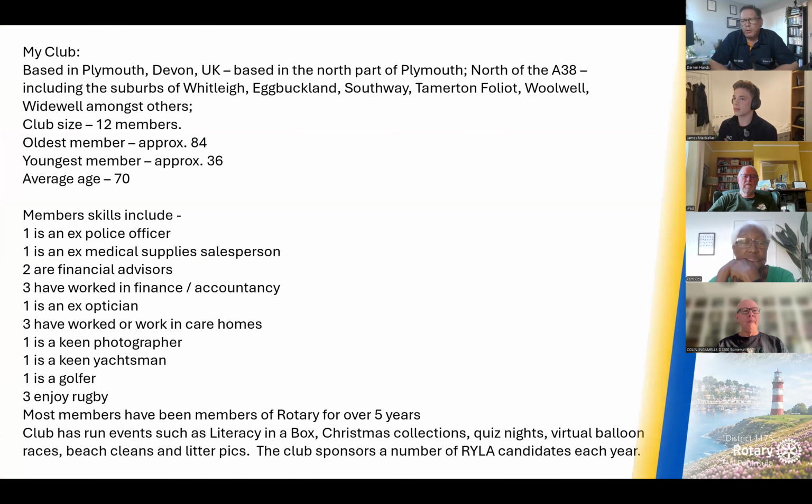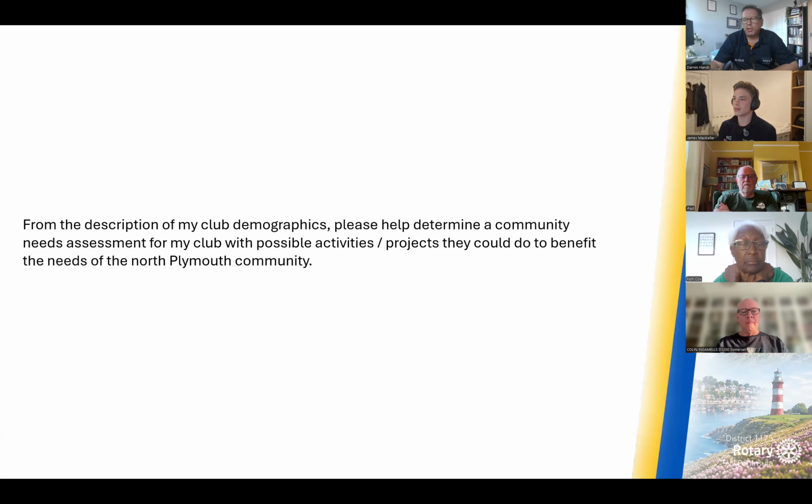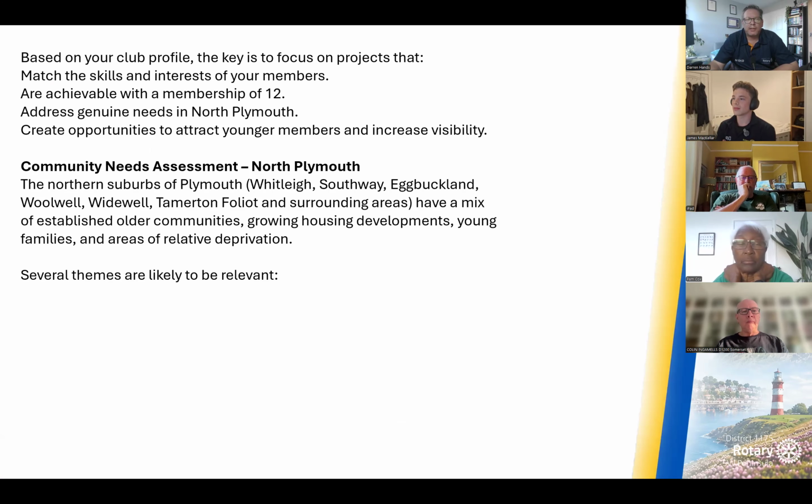So this is what I've done, and again, you'll get these slides afterwards, so I'm not expecting you to go through it, and I'm not going to read everything through it, but this is what I put through for a rough idea of what my club's makeup is. Based in North Plymouth, club size, roughly what the oldest member is, what our youngest member is, average age, and some of the skills. And I also put in some of the projects and events that the club have done over the last few years. I then just said, from that description, being based in North Plymouth, can you please help to determine a community needs assessment for my club based on the makeup of the club? And it came up with pages and pages of things.